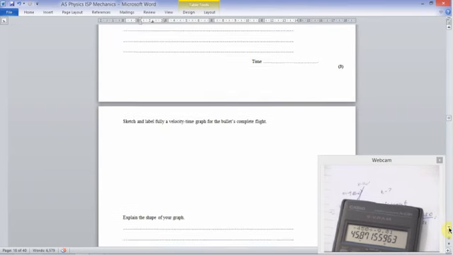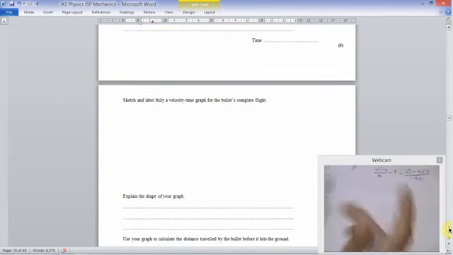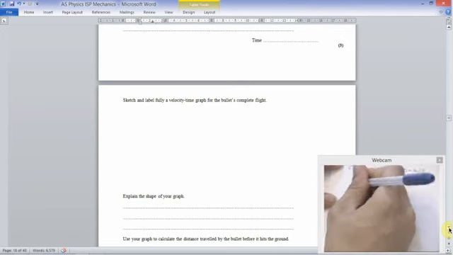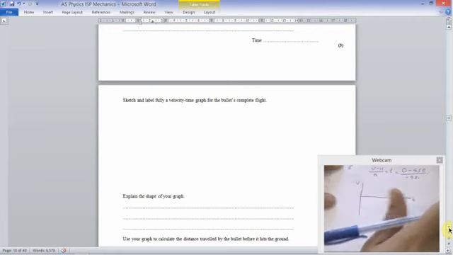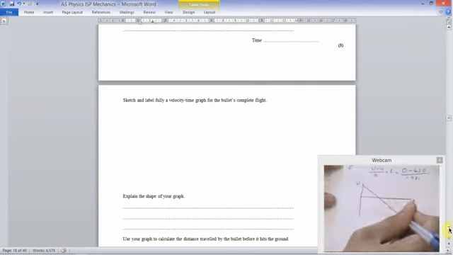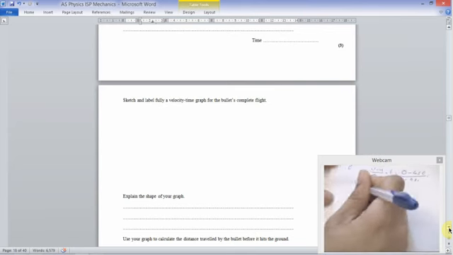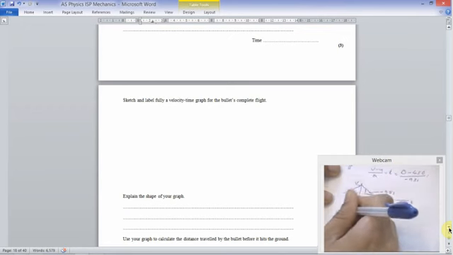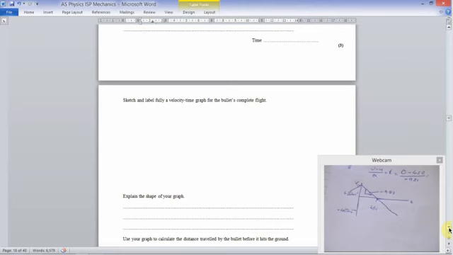Sketch and label fully a velocity time graph for the bullet's complete flight. We know it's going to have negative velocities as well as positive velocities, so we're going to include that. Velocity and time. There's only one acceleration acting in this entire thing, and that is the acceleration due to gravity. Let's just go a straight line like this. The gradient of this graph is going to be minus 9.81. Its initial velocity is 450 meters per second. When it hits the bottom, that's going to be minus 450 meters per second. And this time over here is 46 seconds at the top. They are the main features of this graph.